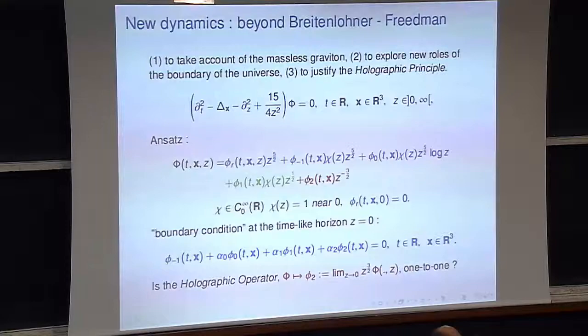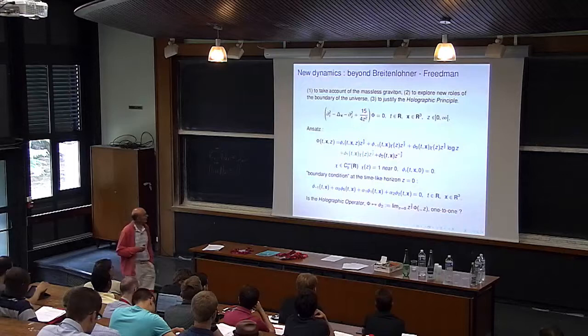Well, as regards the Friedrichs solution, we have many results, but there are important drawbacks. Mainly, we have lost the massless graviton. And secondly, the trace of the field on the boundary is zero, and the holographic operator is trivial, it's zero. There is no holographic principle.